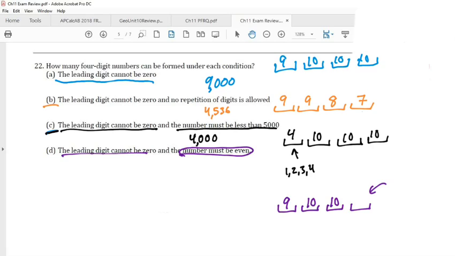0, 1, 2, 3, 4, 5, 6, 7, 8, 9. 2, 4, 6, 8. Oh, 0 works, right? 0 would make it even, 2 would make it even, 4, 6, and 8 would make it even, and that's it, right? That's 5. So we multiply by 5, and then we got it. 9 times 5 is 45, and then times 10 times 10, so we get 4,500. Your answer key's wrong.